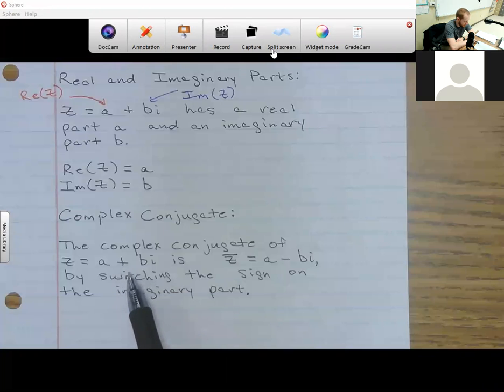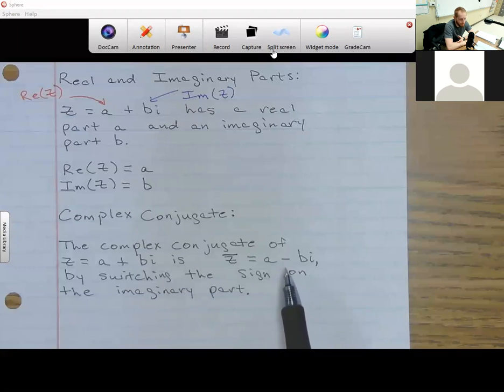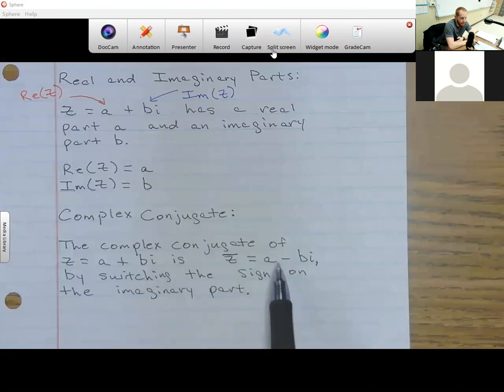But the imaginary part is actually going to switch signs, right? So if I give you a plus bi, you're going to give me a minus bi. But it also works the other way around. If I give you a minus bi and you switch the sign, what do you get back to? A plus bi, okay? So if I started off negative, like a minus bi, you're going to switch back to a plus bi. So all you're doing is switching the sign on the imaginary part. The b is going to switch its sign from plus to minus and from minus to plus.